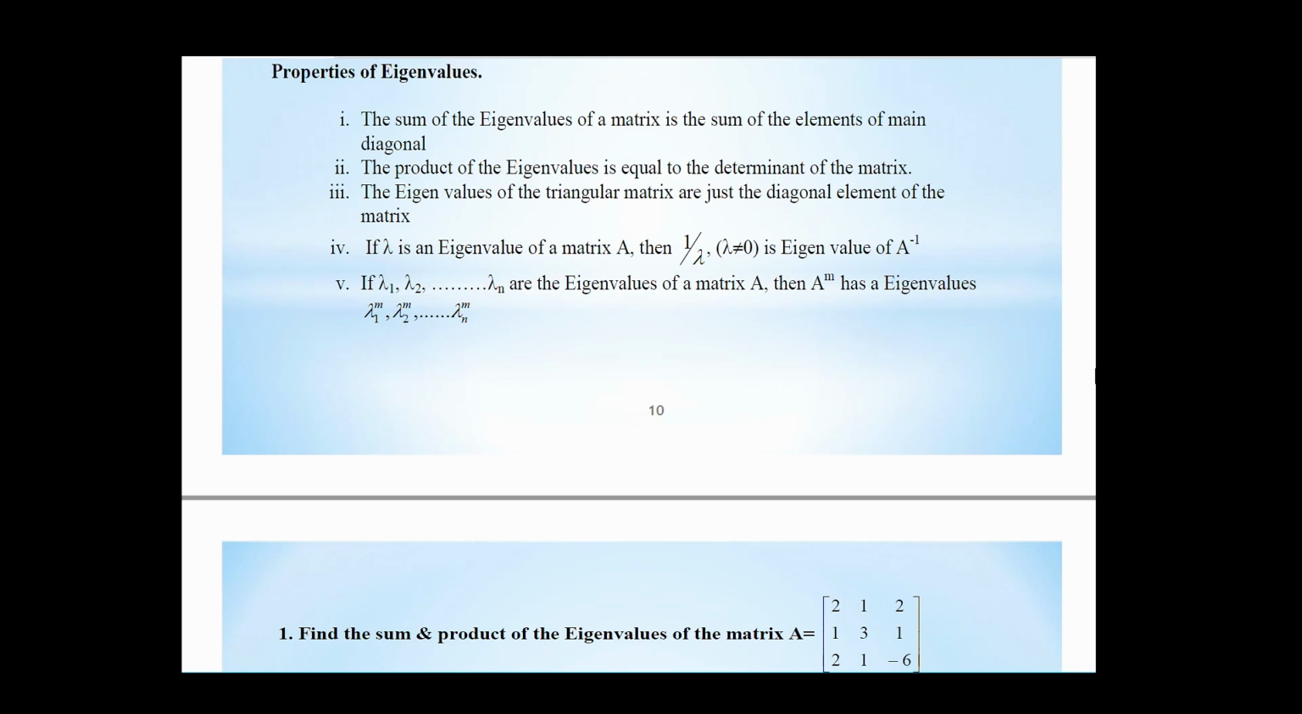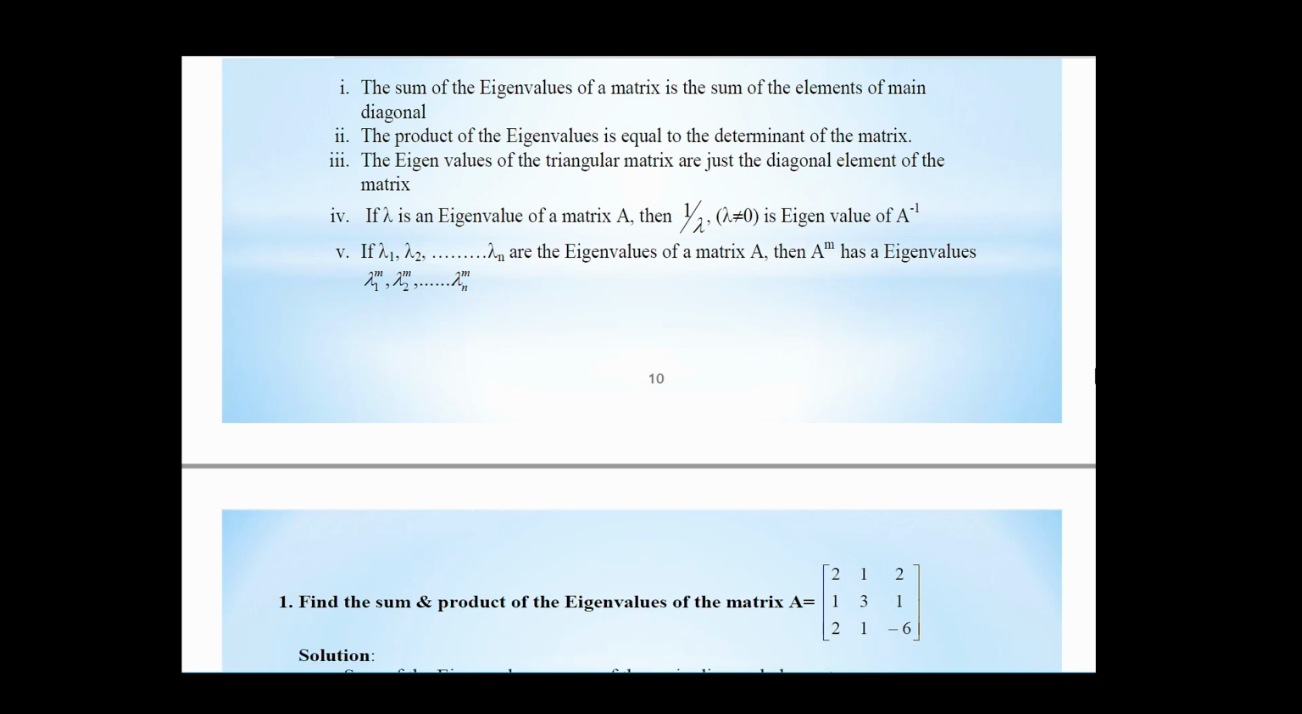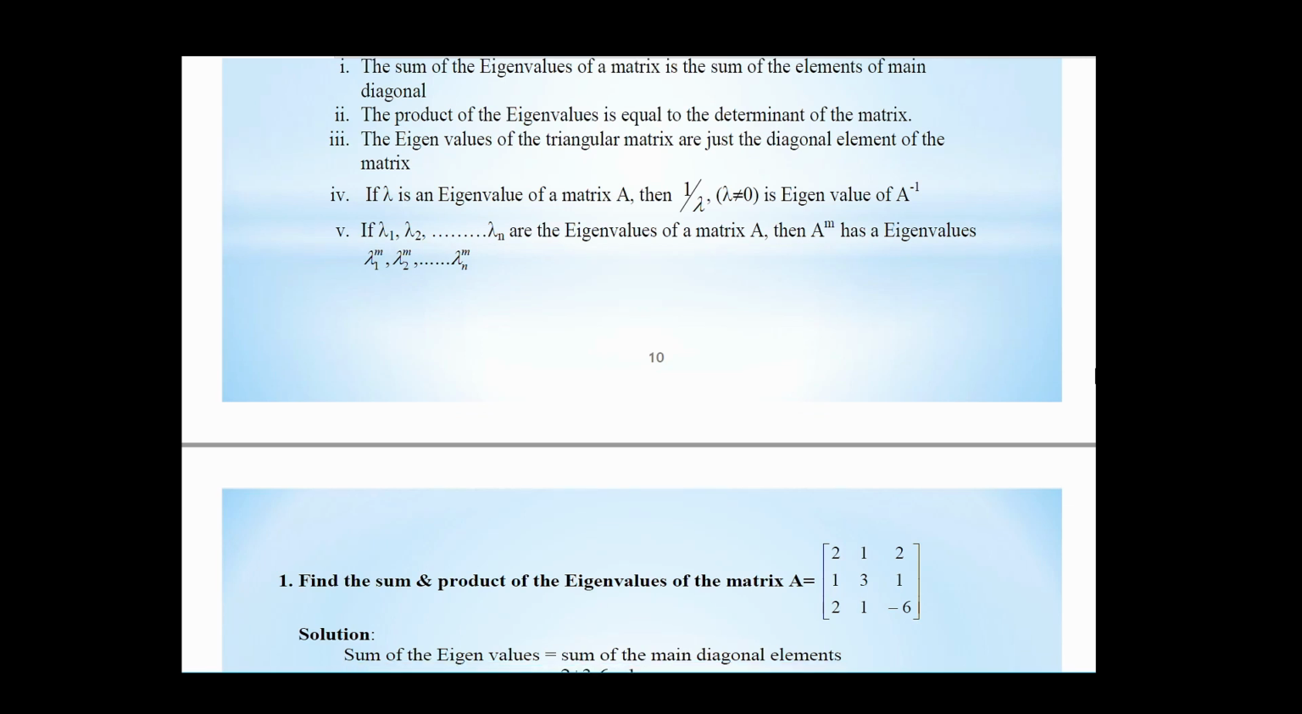Now we see the properties of eigenvalues. The properties of eigenvalues are very important for the eigenvalue concept. First, the sum of the eigenvalues of a matrix is equal to the sum of the main diagonal elements. Next, the product of the eigenvalues gives the determinant of the given matrix. And if the matrix is a triangular matrix, either upper or lower triangular, the diagonal elements are the eigenvalues of the matrix.